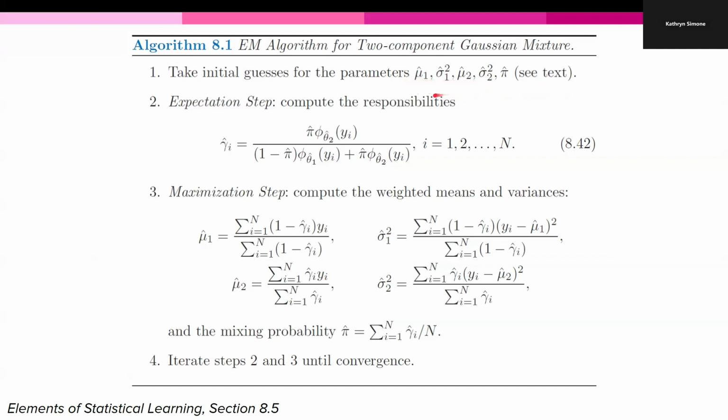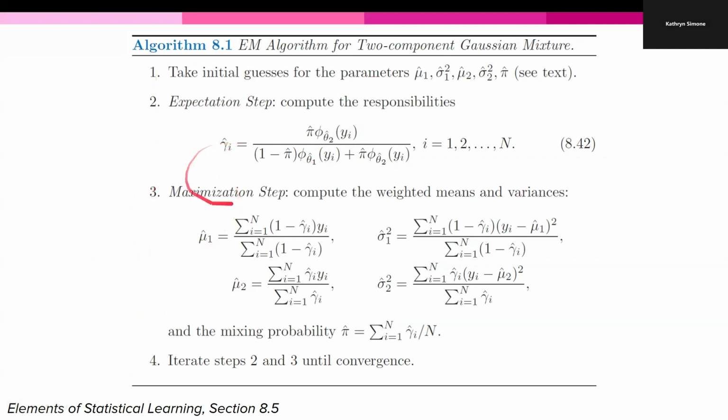But then once we have those initial guesses, we use them to compute the responsibilities represented by gamma. Those responsibilities tell us the probability that each point belonged to one mode or another. And we need to compute them for every single data point independently, since each point can be partially attributed to either mode. In the text, the authors use phi to represent the normal density, and theta for the parameters of the distribution. But otherwise, the structure is exactly the same as our presentation.